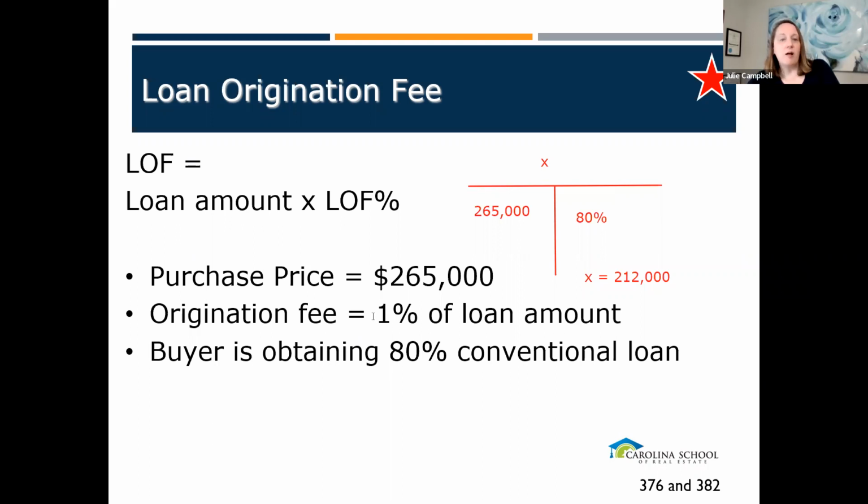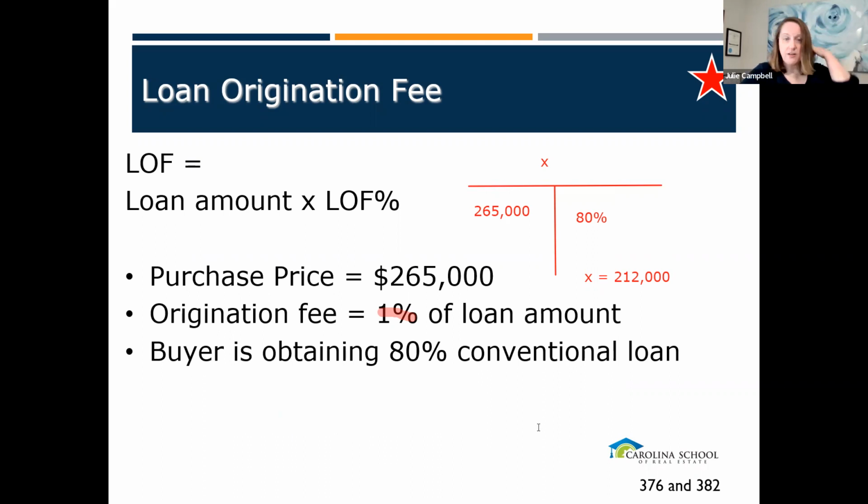Okay. The problem's got to tell you the percentage. Again, you guys, there is no across the board. All lenders are different. They can charge different rates, different fees. So the problem specifically will have to tell you. This one tells us the origination fee is 1% of the loan amount. What's the word of mean? Multiply. So we take 212,000 times 1%. We get a loan origination fee of $2,120.